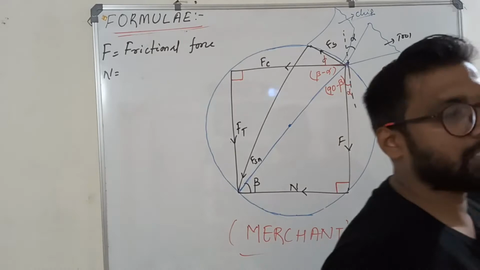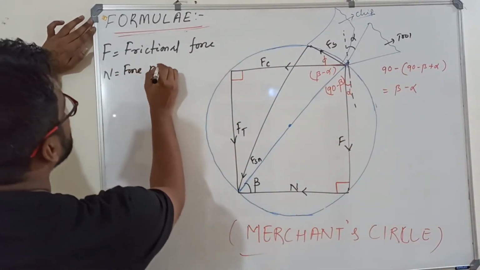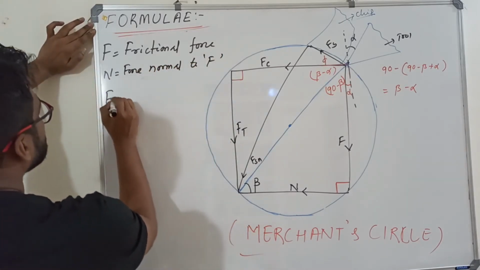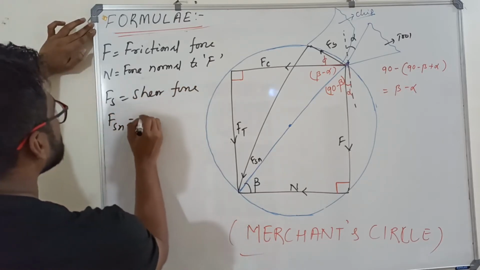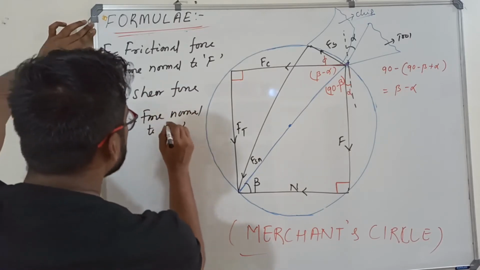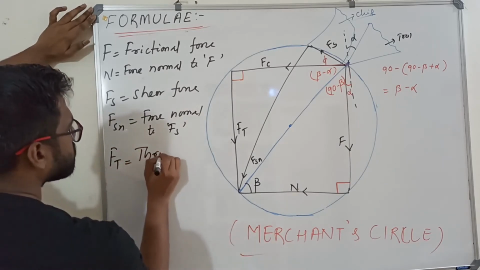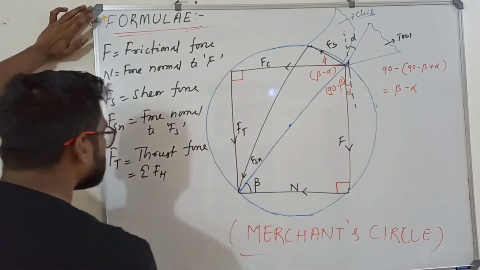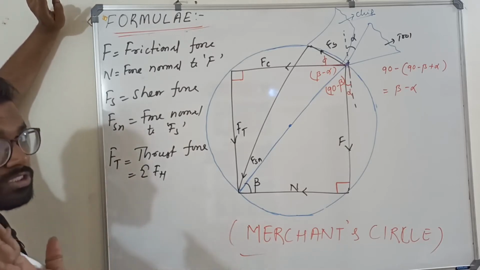Next, write the forces, so that you do not get confused. F is the frictional force. N is the force normal to F. Then Fs is the shear force. And Fsn is the force normal to your shear force. Ft is nothing but your thrust force, or also the summation of all the horizontal forces. If in the exam they give you thrust force or summation of horizontal forces, go for it.